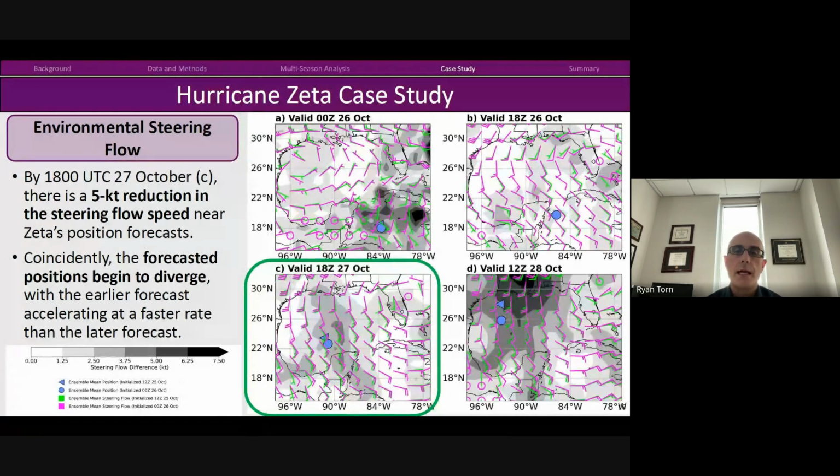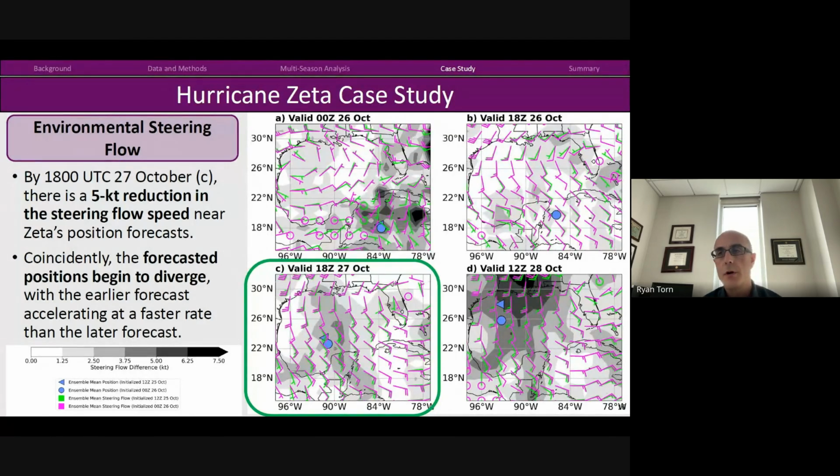near Zeta, initially there's some pretty large differences that dissipate, but as Zeta moves across the Yucatan and into the central Gulf of Mexico, that's when the differences in the steering flow start to become much larger. The later forecast has a weaker steering flow, which then means that the forecast of the TC position slows down. So this is a case where the introduction of the G4 data really does improve the steering flow that the TC is moving into.